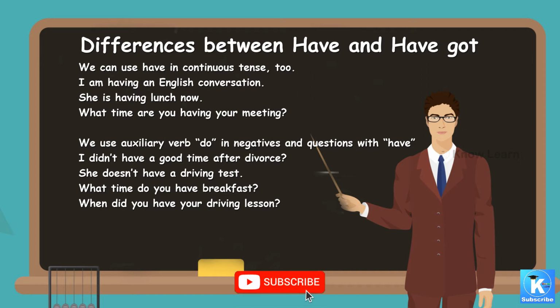We use auxiliary verb do in negatives and questions with have. I didn't have a good time after divorce. She doesn't have a driving test. What time do you have breakfast? When did you have your driving lesson?